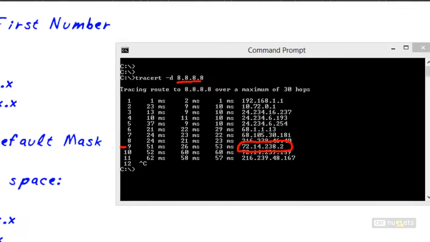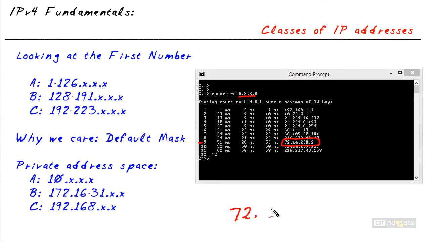And what I'd like you to do is tell me, with this address, 72.14.238.2, if we were using the default masks associated with class A, B, and C, which portion of this IP address would represent the actual network address, and which numbers on the right would represent the actual host addresses. So I'd like you to take a moment right now, pause, and based on what we've talked about in this video, go ahead and answer that question. And then when you're ready, unpause me and we'll take a look at it together.